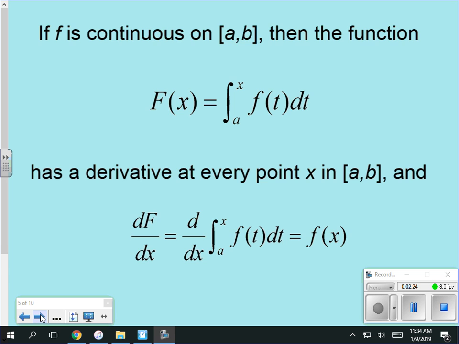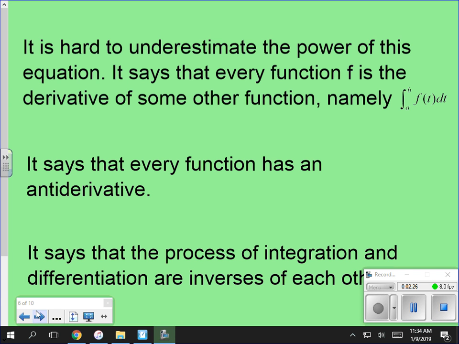Now, it seems simple enough, but it is very hard to underestimate the power of this equation. It says that every function is the derivative of some other function. Every function is a derivative of another function, namely the integral of that function. It says that every function has an antiderivative. It says that the processes of integration and differentiation are inverses of each other.